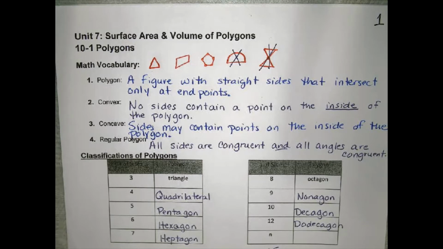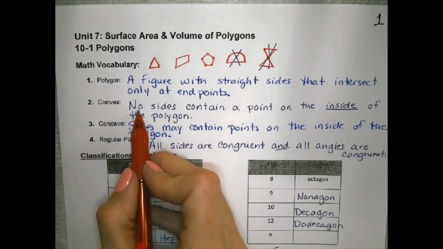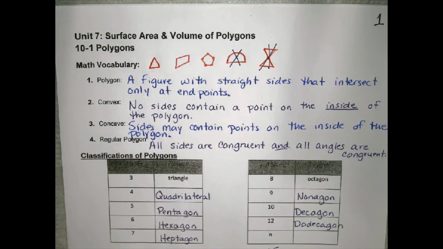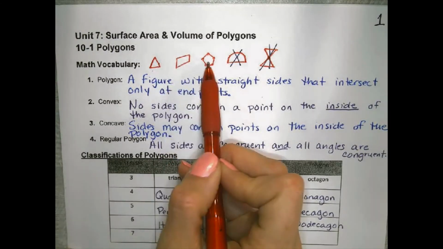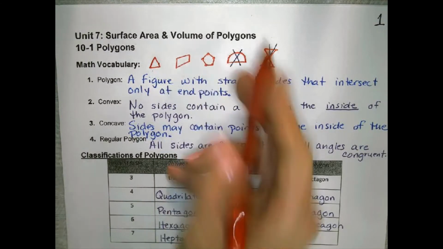Convex polygons have no sides that contain a point on the inside of the polygon. Students often think of this as they do not cave in on themselves. So these three examples here would all be examples of convex polygons.